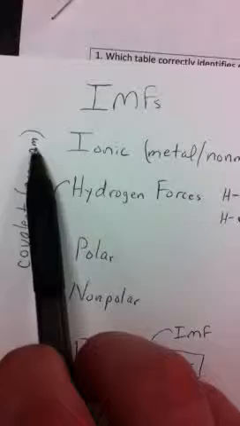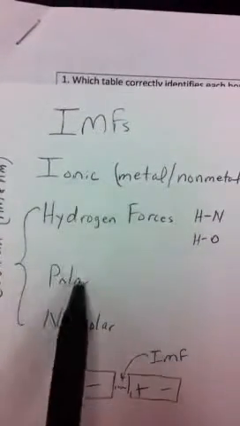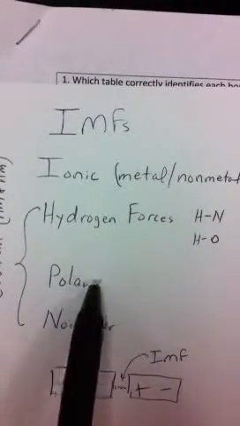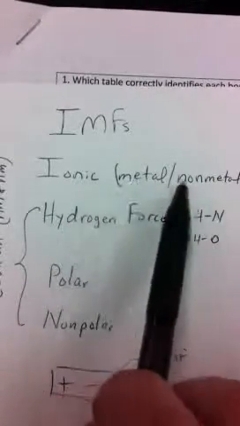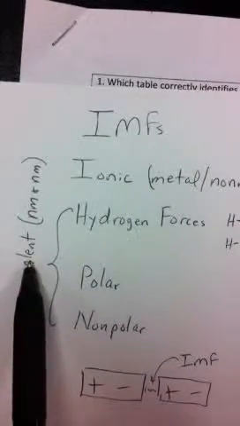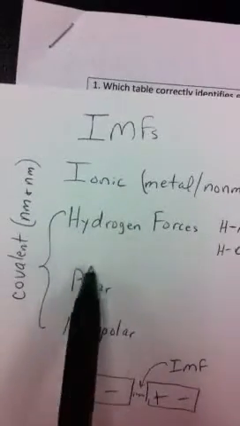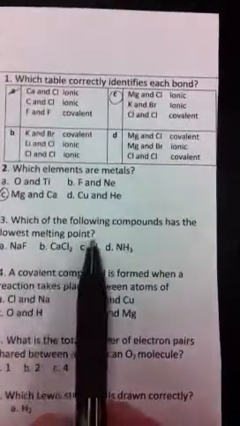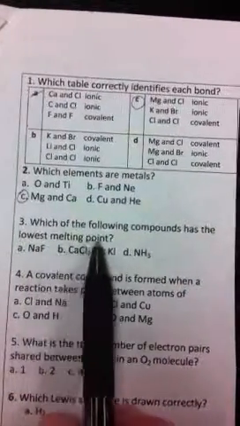That's a nonmetal and a nonmetal. And there are some particulars that make something polar or nonpolar. We'll get into that. And ionic is a metal and a nonmetal. So basically you've got 2 large groups of compounds, ionic and covalent. And within the covalent class you can have 3 types of IMFs. So the question reads, which of the following compounds has the lowest melting point?